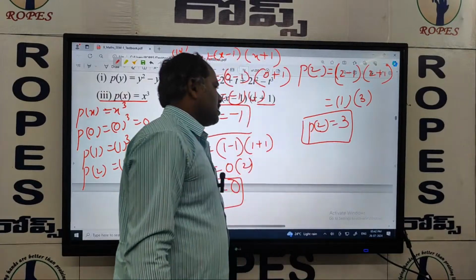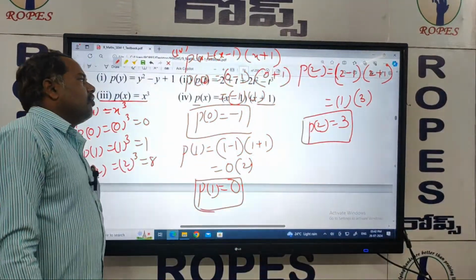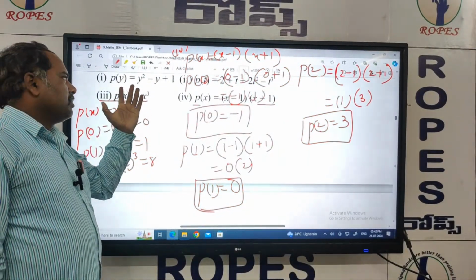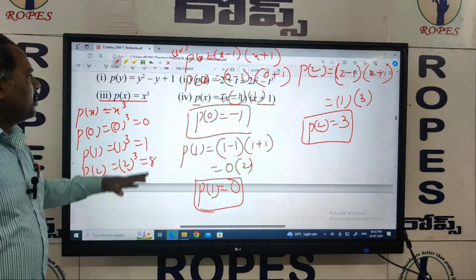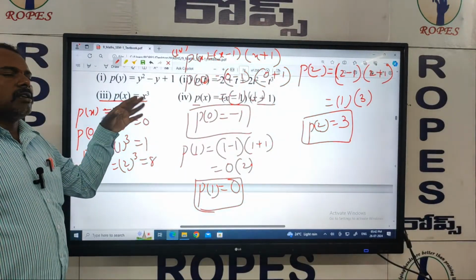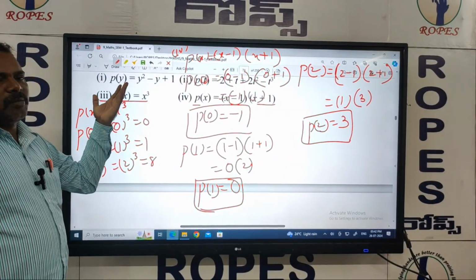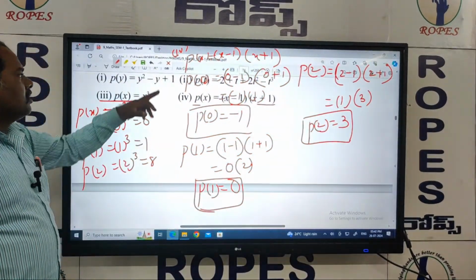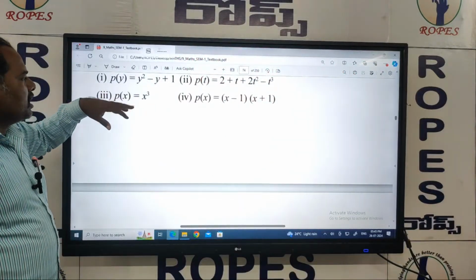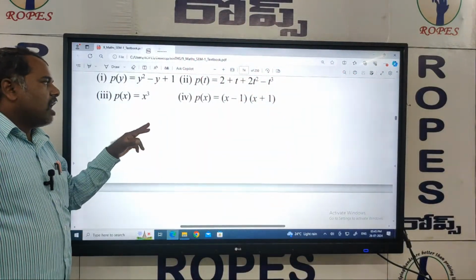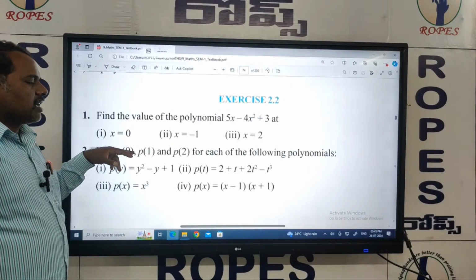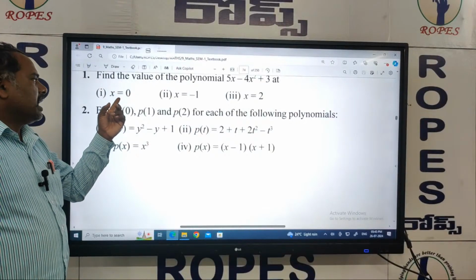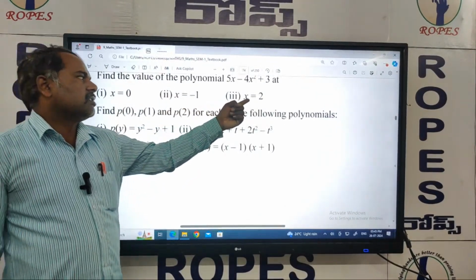So this is the way how to find the value of the polynomial when it is P of 0, P of 1, P of 2. Okay, so given a polynomial and asked to find by substituting some numbers, we have to find it by this method. In this class we discussed the 2.1 exercise in total, and in 2.2 the first and second questions, clearly how to find the value of a polynomial when x is equal to 0, x is equal to minus 1 and x is equal to 2.